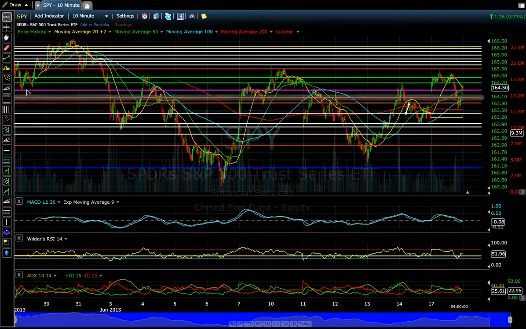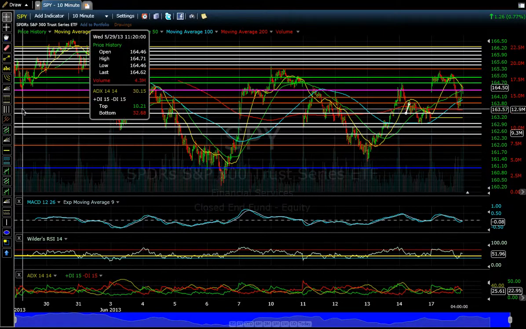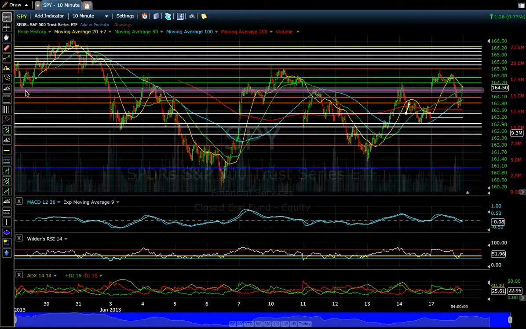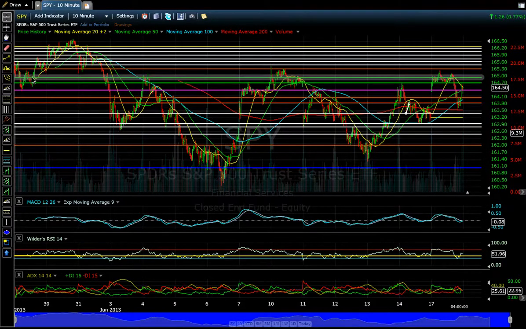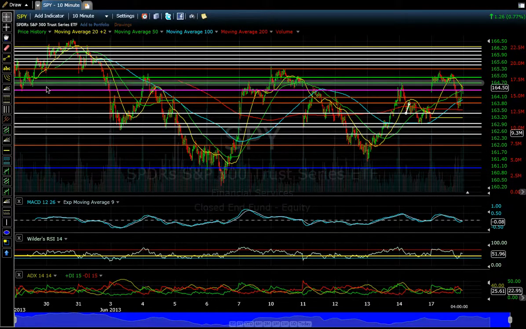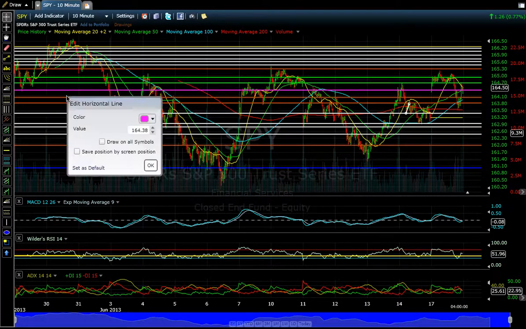This is charting back from May the 29th. Look at this bounce off of this purple line. These green lines also play an important role. Let's actually see when I actually charted this purple line. That's going to be the 164.38 level.